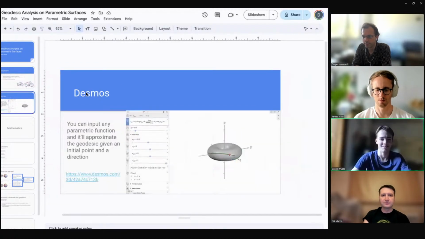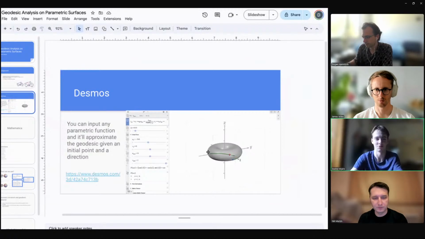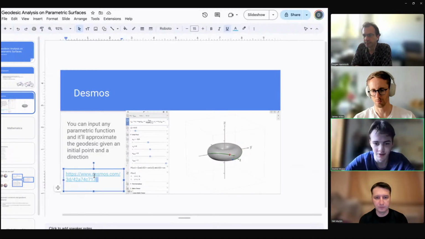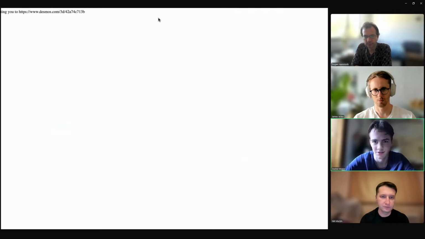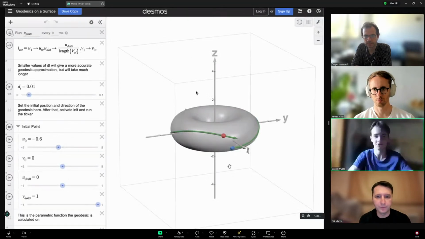But okay. So before I did this in Mathematica, well, technically after, because my first implementation was in Mathematica, I also looked into it in Desmos. So this is, let me see if this is. Can you guys see this? Yeah.